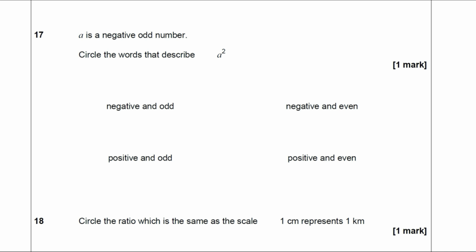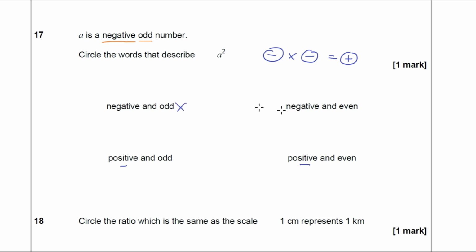17. A is a negative odd number. So it's negative and it's odd. Circle the words that describe a square. Okay, if you have a negative and odd number and you square it, the negative will go away because negative times negative will be positive. So it will be positive, either this one or this one.